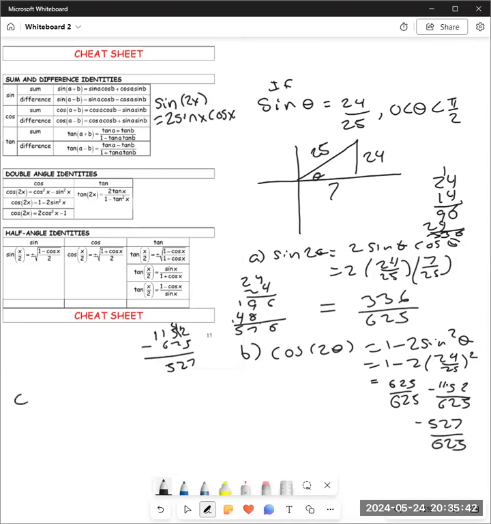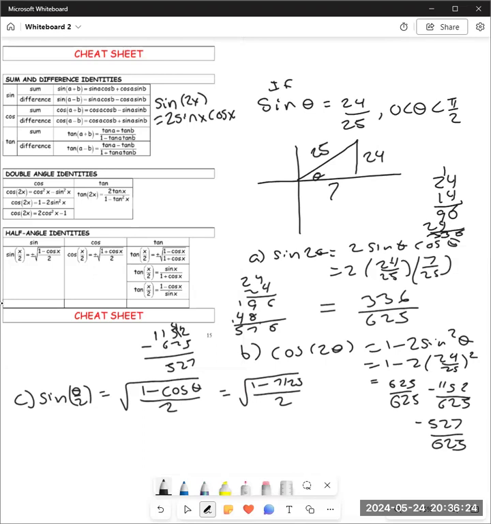Then C asks us to find sine of theta over 2. We'll have to look at the half angle identities here for sine. So that's the square root of 1 minus cosine of theta over 2. There's a plus or minus out front here, but since I know that theta is in quadrant 1, theta over 2 is also in quadrant 1, and I'm going to have a positive value for sine.